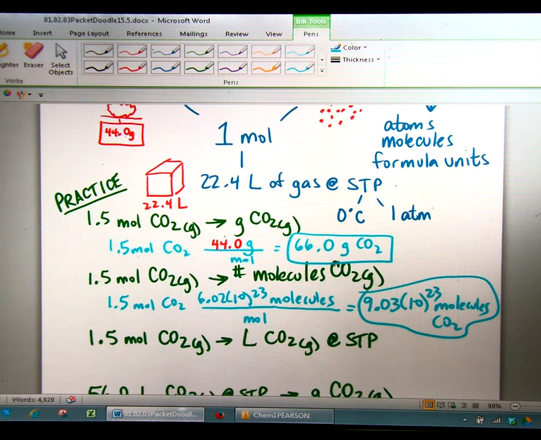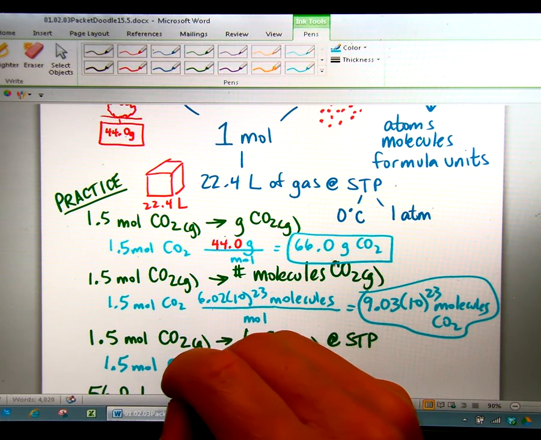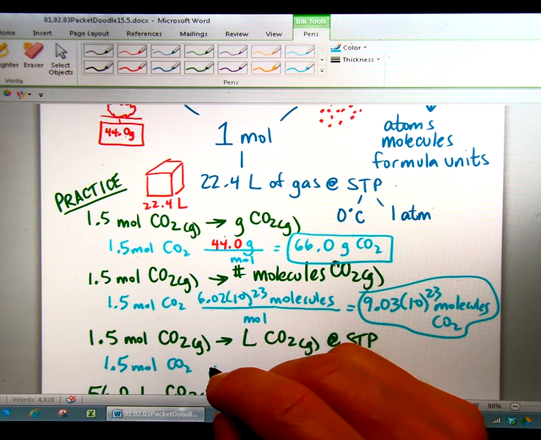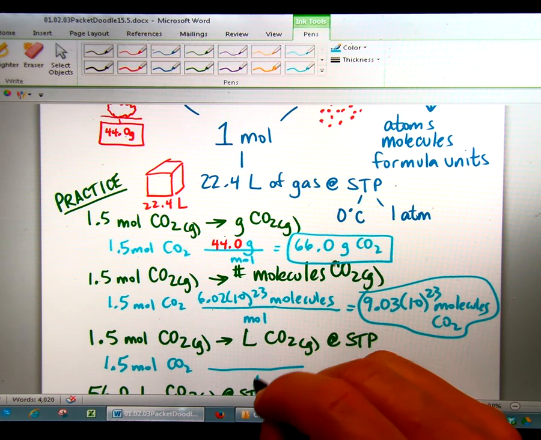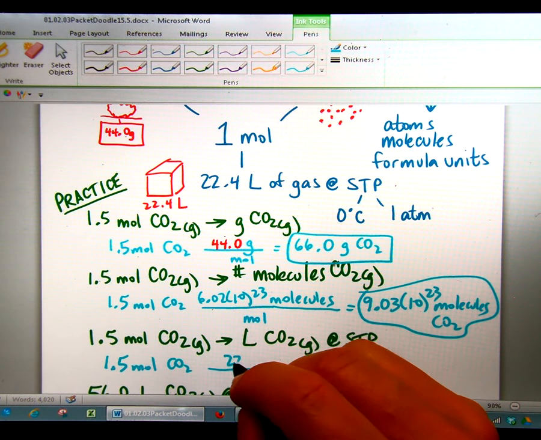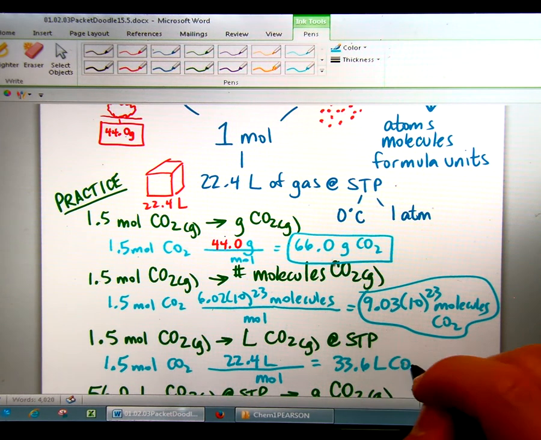It asks about liters, volume at STP. So 1.5 moles of CO2. Every problem I give you has to be at STP for now. So there are 22.4 liters per mole. So the answer to this is going to be 33.6 liters of CO2.